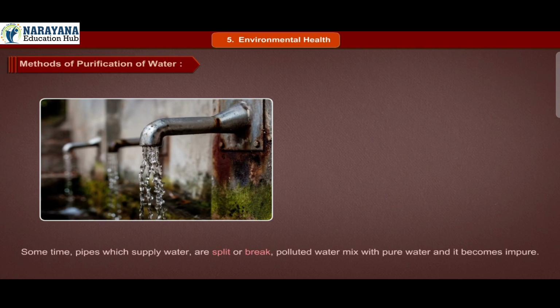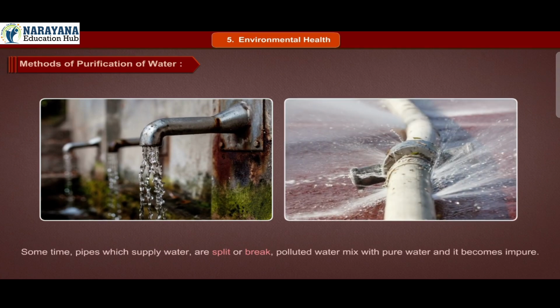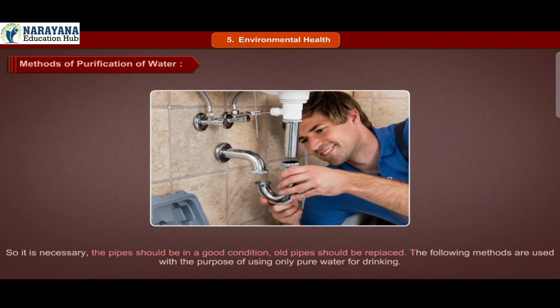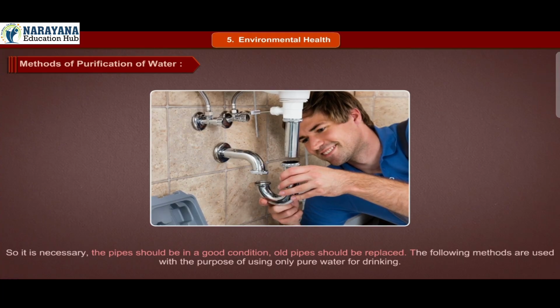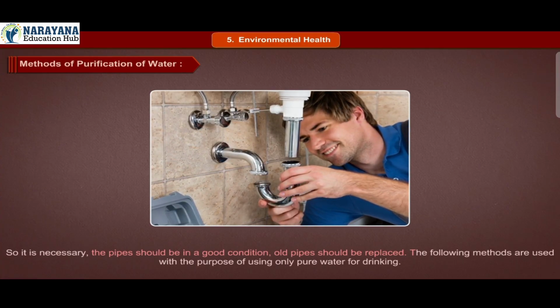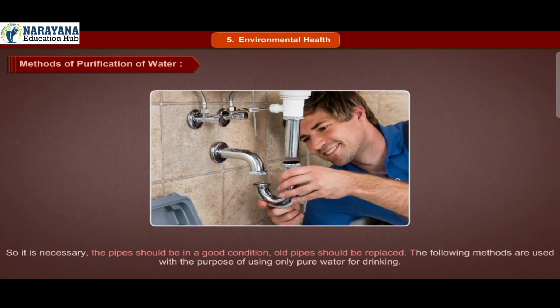Sometimes pipes which supply water are split or break. Polluted water mixes with pure water and it becomes impure. So it is necessary that the pipes should be in good condition. Old pipes should be replaced. The following methods are used with the purpose of using only pure water for drinking.